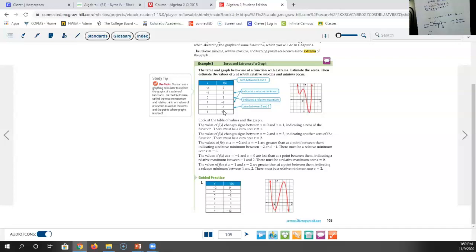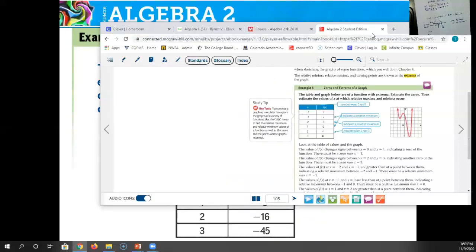And we found that because our f of x value changed signs. It went from positive to negative and then negative to positive. And the only way to do that is to touch the x-axis. That's when the y value is equal to 0. Okay, so that's estimating zeros.